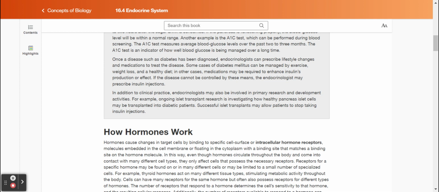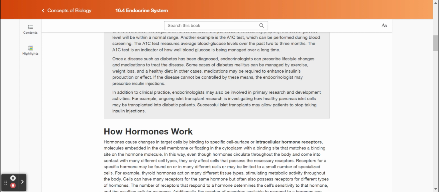In addition to clinical practice, endocrinologists may also be involved in primary research and development activities. For example, ongoing islet transplant research is investigating how healthy pancreas islet cells may be transplanted into diabetic patients. Successful islet transplants may allow patients to stop taking insulin injections.